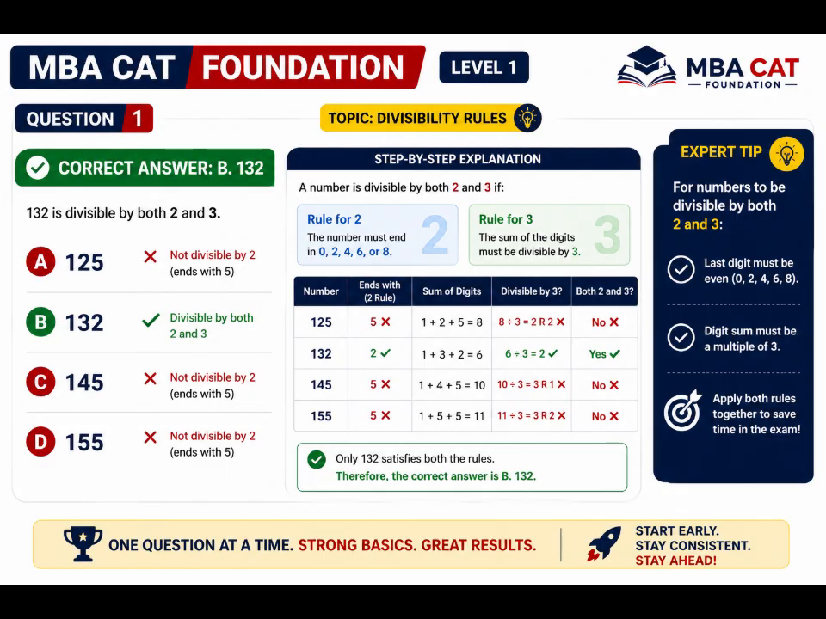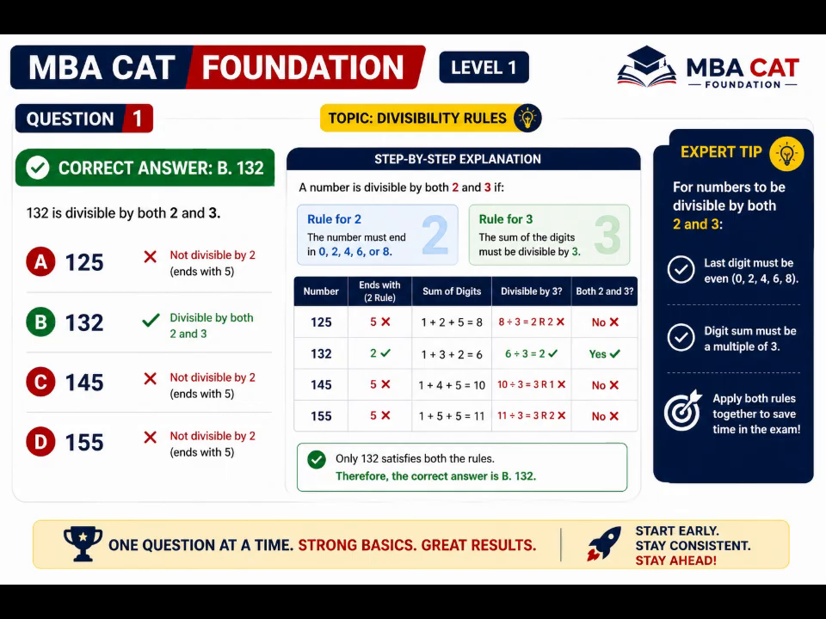Step 2. Check divisibility by 3. Add the digits of 132. 1 plus 3 plus 2 equals 6. Since 6 is divisible by 3, the number 132 is also divisible by 3. Therefore, 132 is divisible by both 2 and 3, making option B the correct answer.